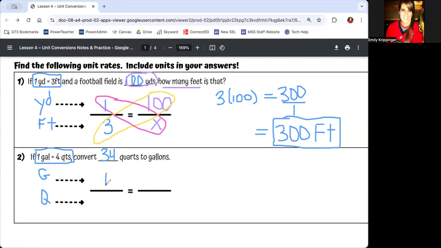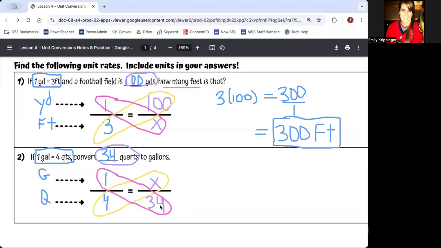1 goes with gallons, so gallons on top. 4 goes with quarts, so quarts on the bottom. And then the other number that's given to us is 34 quarts. Quarts was on the bottom, so we're going to put 34 on the bottom, which means our unknown is the gallons on top. Now I'm going to get out my 2 highlighter colors and we're going to highlight those 2 diagonals. So we have diagonal number 1 and diagonal number 2. And now we're going to solve our proportion.